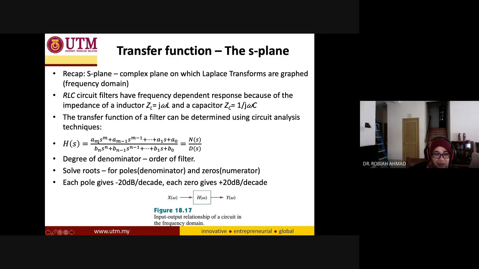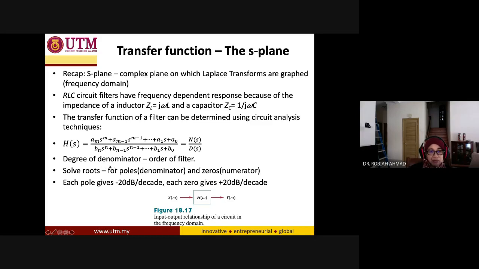And what we usually do, especially in the Laplace transform, you will convert into the poles and zeros. Did you do that in your Laplace transform? Okay, you get what the poles are, what the zeros are for that particular system or circuit.